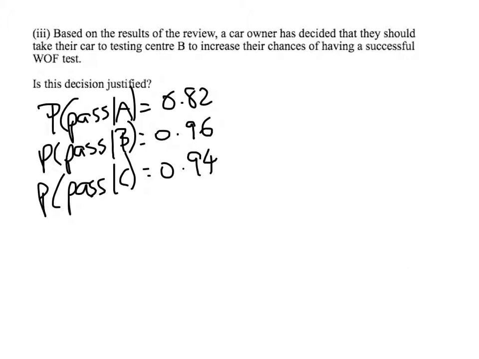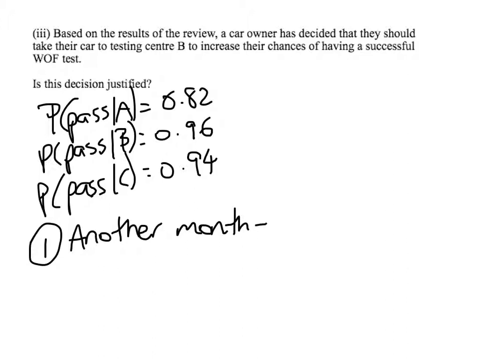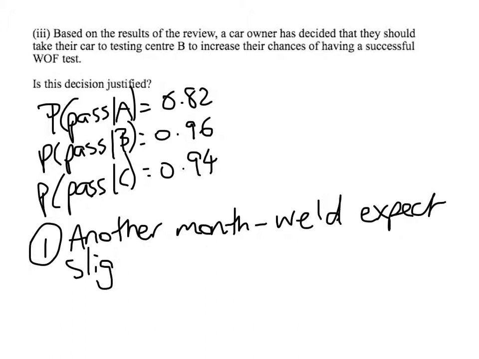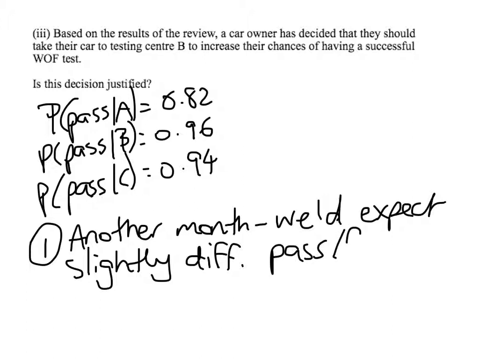Now, you didn't have very many lines here, but there's quite a bit that you could say. Overall, what you want to be saying is no, the decision is not justified based on the information we've got. What we've got is estimates of the probability of cars passing at each of those testing centres. So I think the first point is that even if we did it again, so if we took another month, even if the types of cars and everything at those centres were similar to this month, we'd expect slightly different numbers.